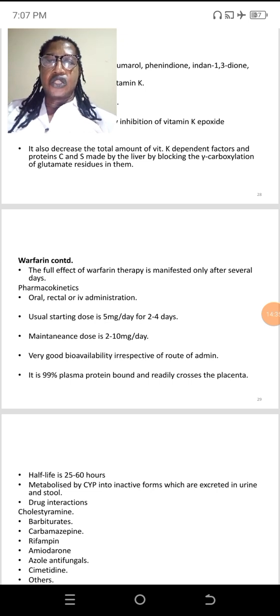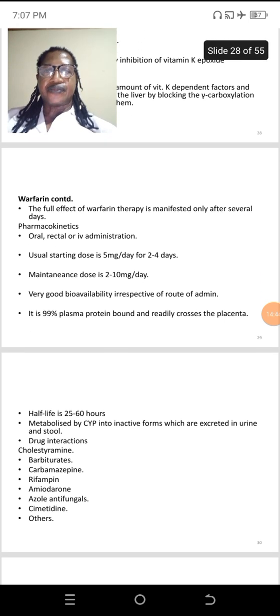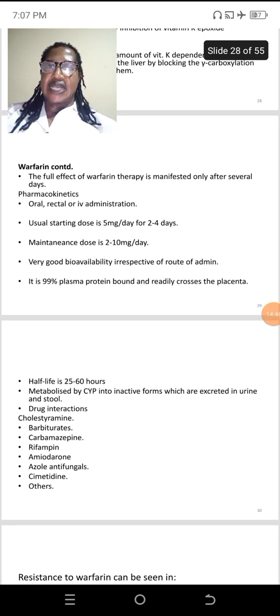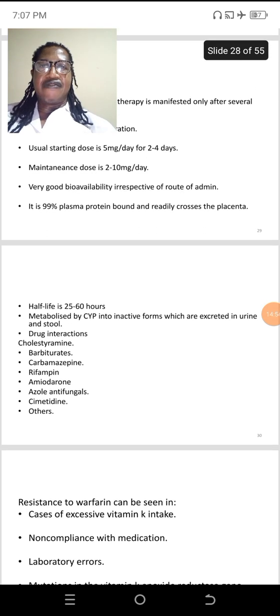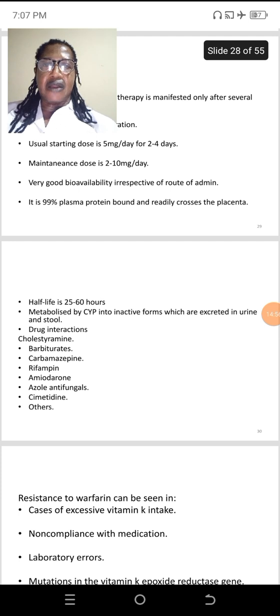But this dose should be reduced in the elderly and also in individuals who have a higher risk of bleeding. It crosses the placenta, and because of this, it should never be administered to a pregnant woman. The half-life is about 25 to 60 hours, and metabolism is by CYP. Excretion is in urine and in stool.